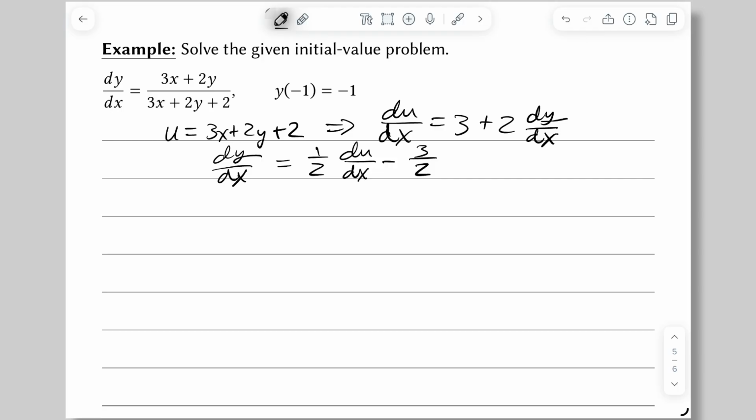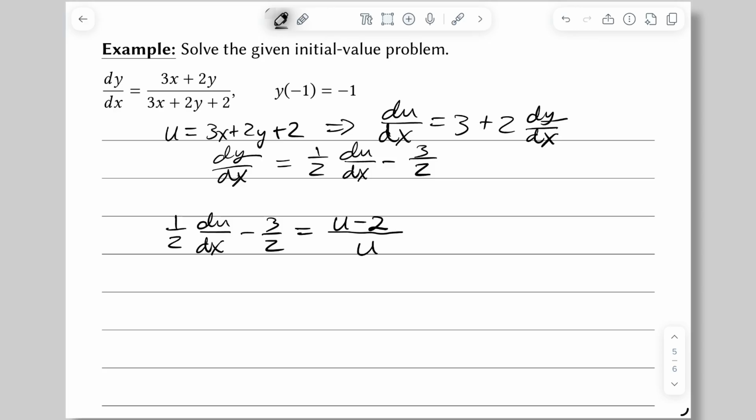Substituting yields 1/2 du/dx minus 3/2 on the left-hand side. That replaces the dy/dx. And on the right-hand side, the denominator gets replaced simply with u. But the numerator is 3x + 2y, but with no 2. You can convince yourself, I'm sure, that this is u minus 2 in the numerator.